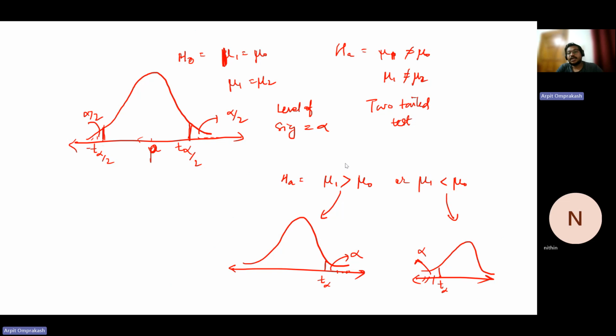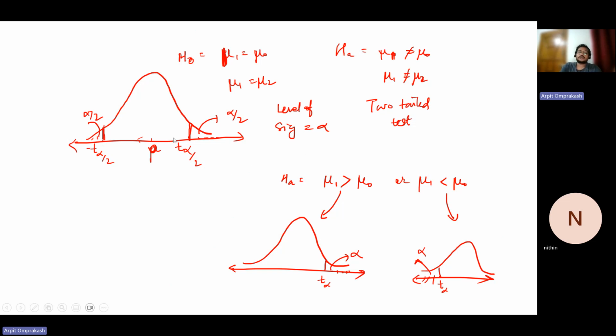For a one-tail test of hypothesis, we have not a stronger statement, but a directional statement, where the mean is greater than some value or the mean is lower than some value. On the other hand, when we are talking about a two-tailed test, we are just saying that the mean is different from the mean value, right? So mu is not equal to mu0, or mu1 is not equal to mu2, right? So that's the main point of difference.